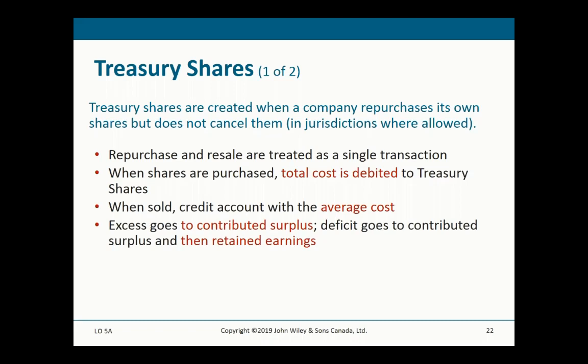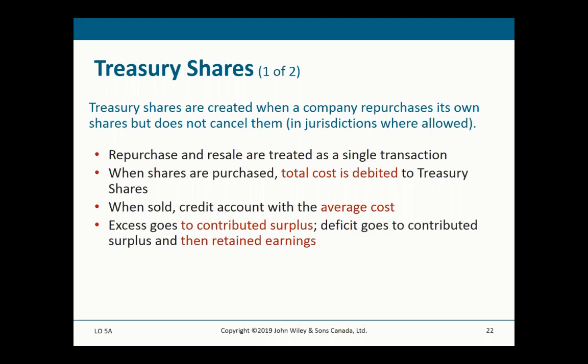When the shares are repurchased, say the company pays cash, the credit would be cash and the debit is a shareholders' equity account called treasury shares. So it's a contra equity account, like a holding account, since you're planning to reissue the shares. Once you actually sell the shares, you account for the difference, almost like a gain or loss. At that point you'll credit common shares with the average cost, like we talked about earlier. The excess goes to contributed surplus, and a deficit goes to contributed surplus first and then to retained earnings.